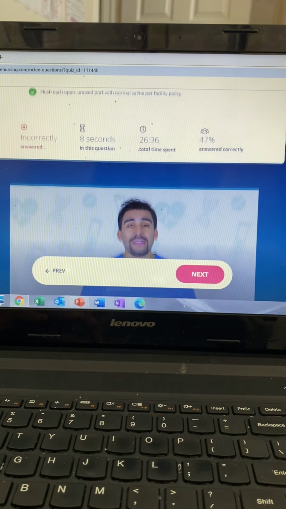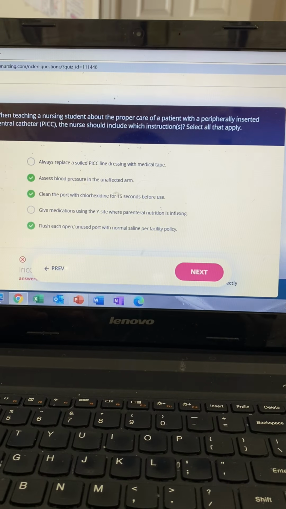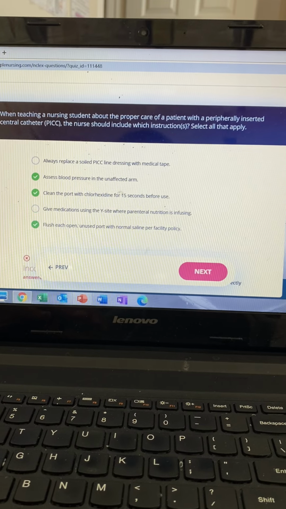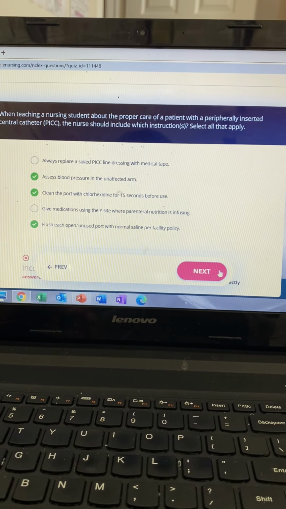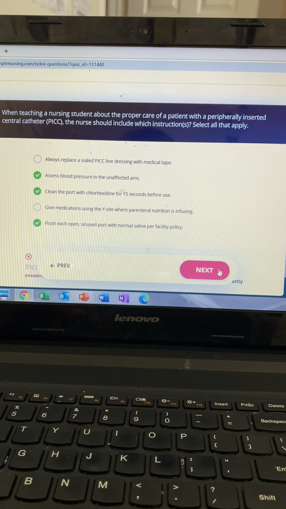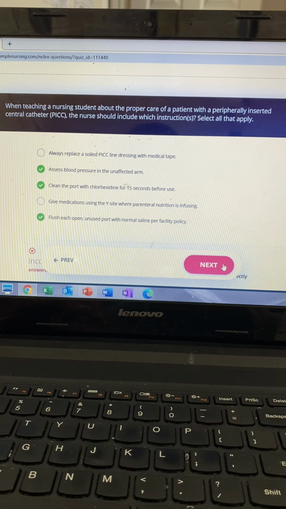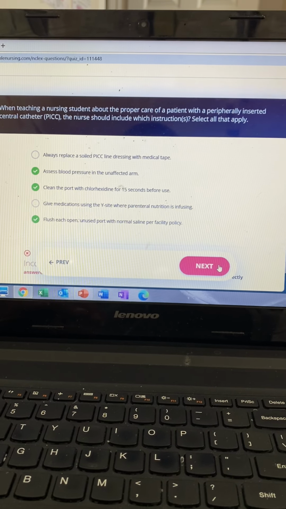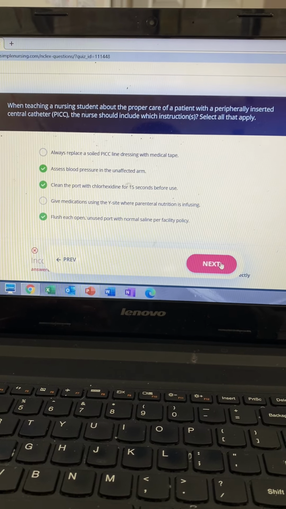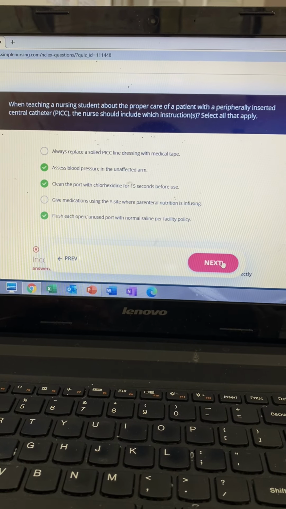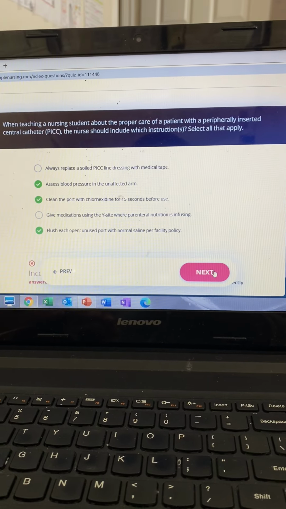Guys, soiled PICC line dressings need a new dressing replacement, not just tape. Remember, infection is huge with PICC lines. And option 2 is correct here. Guys, BPs should not be taken on the arm with the PICC line. And option 3, clean the port with chlorhexidine to prevent infection. That's correct. Now, option 4 is incorrect. Guys, medications should never be given in the same line with parenteral nutrition.